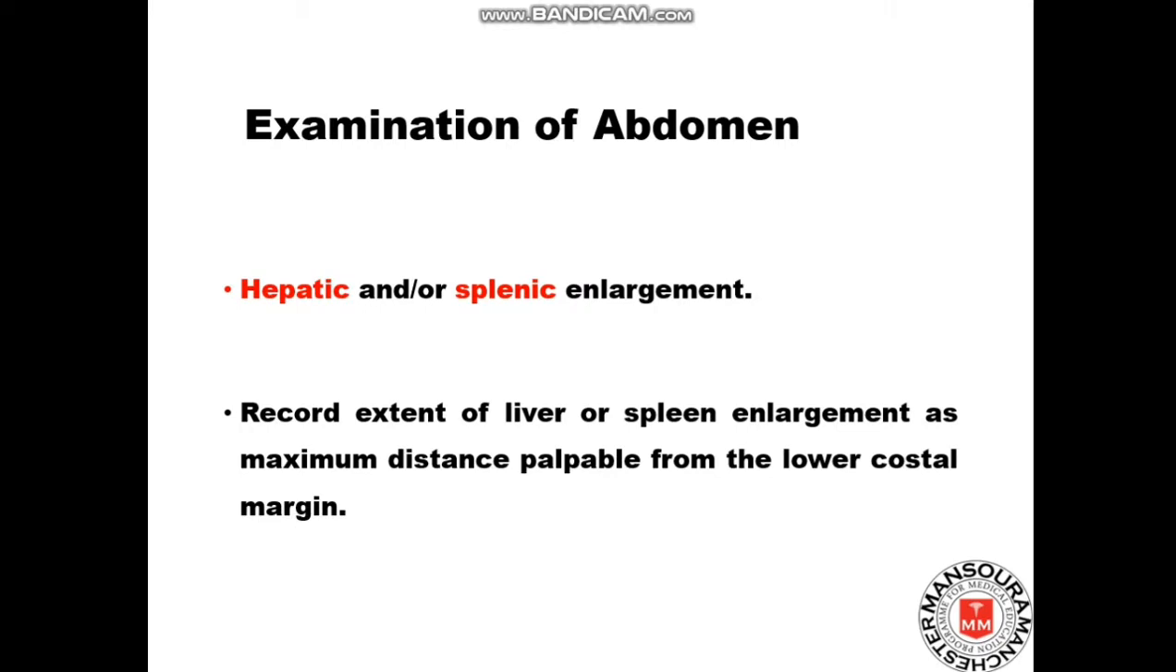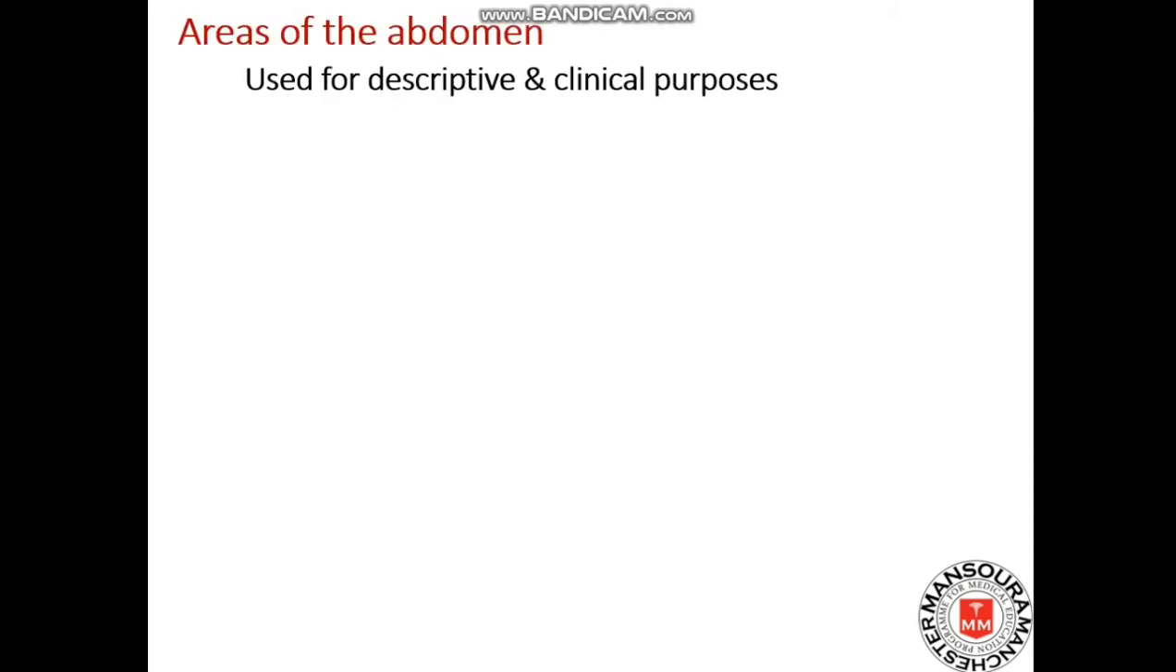Examination of the abdomen is an essential section in physical examination in hematology. Hepatic and or splenic enlargement must be recorded, with the extent of liver or spleen enlargement as the maximum distance palpable from the lower costal margin. During examination of the abdomen, the areas of the abdomen used for descriptive and clinical purposes must be noted.